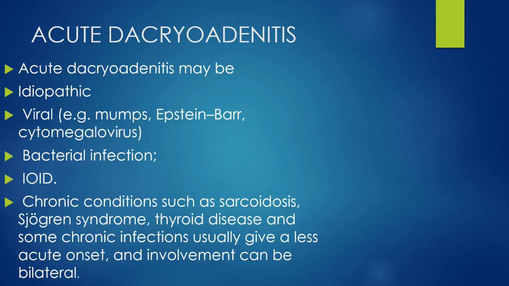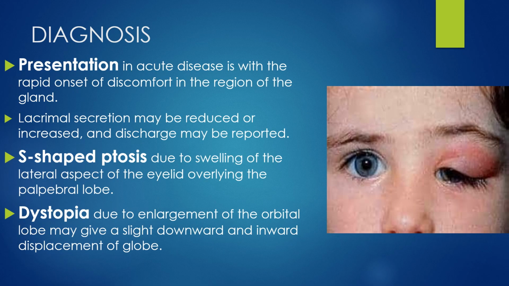Acute dacryoadenitis may be idiopathic, or it may be because of viral infections, bacterial infections, or idiopathic orbital inflammatory disease. Chronic conditions such as sarcoidosis, Sjogren's syndrome, thyroid disease, and some chronic infections usually give a less acute onset, and involvement can be bilateral. Diagnosis is by presentation as acute disease with rapid onset of discomfort in the region of the gland. Lacrimal secretion may be reduced or increased, and discharge may be reported.